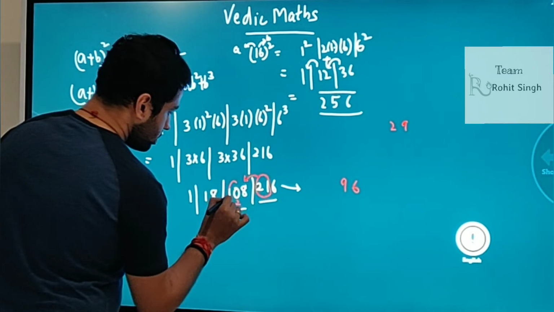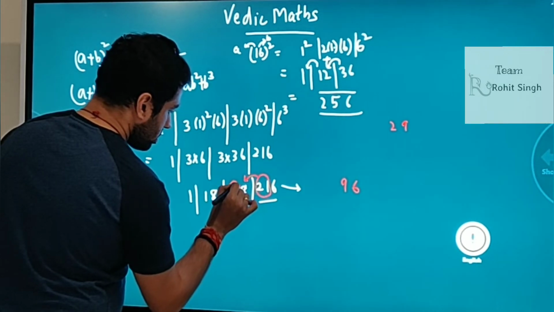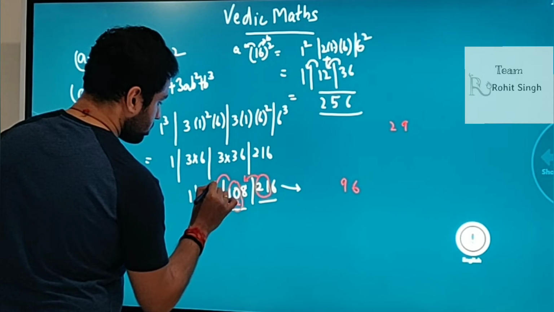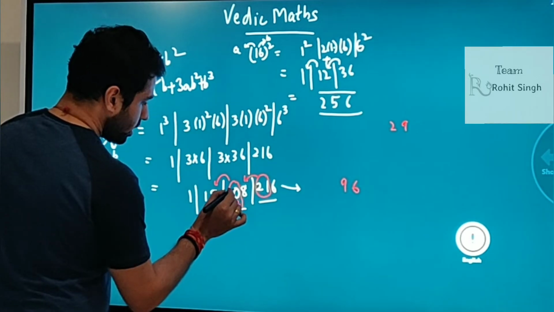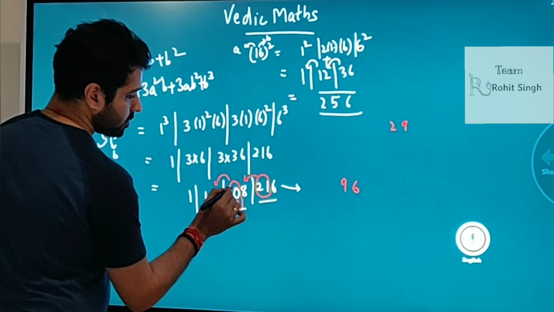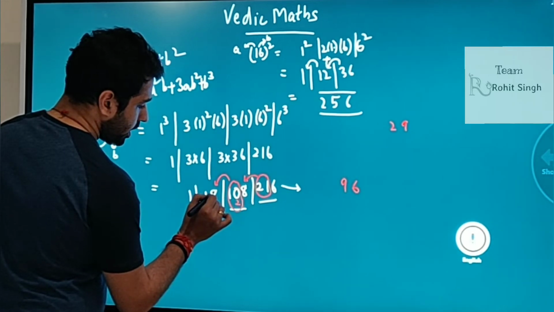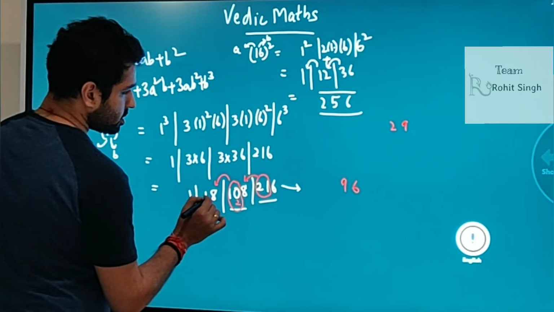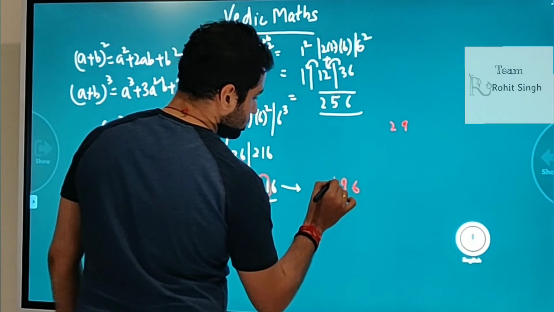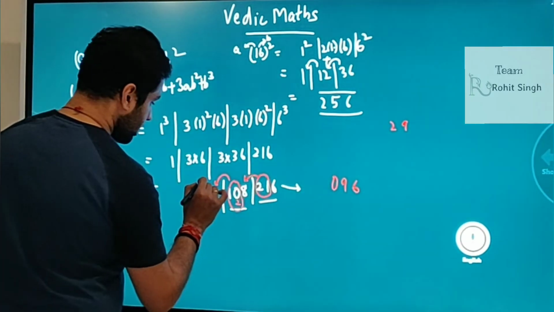So now these 2 are carried and added to this. So in units place we have 2 instead of 0. So 2 is added to 8. So 2 and 8 gives us 10. So 10 means what? 0 down and 1 carry.